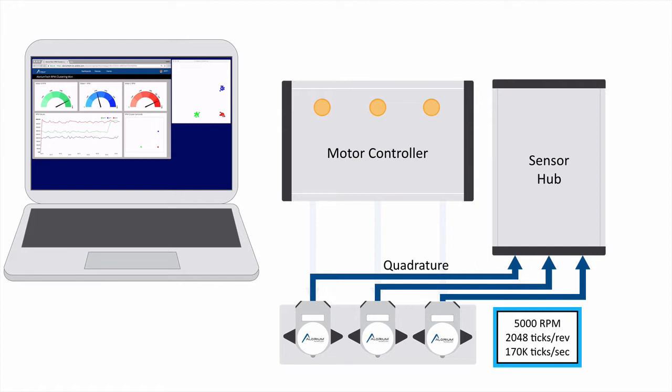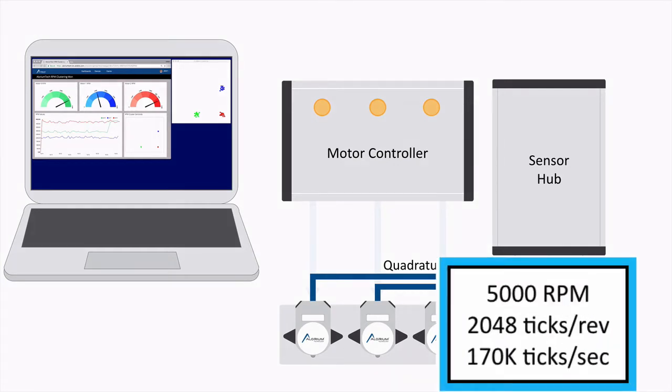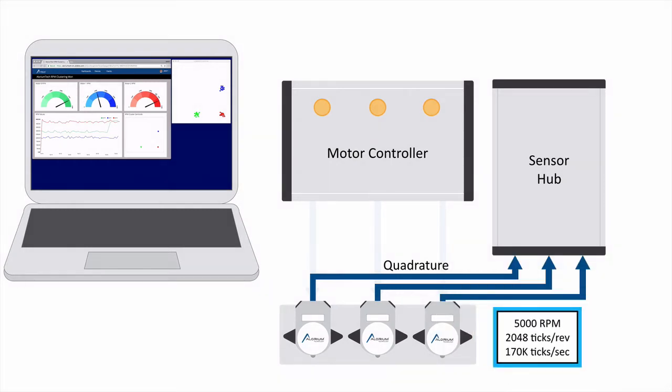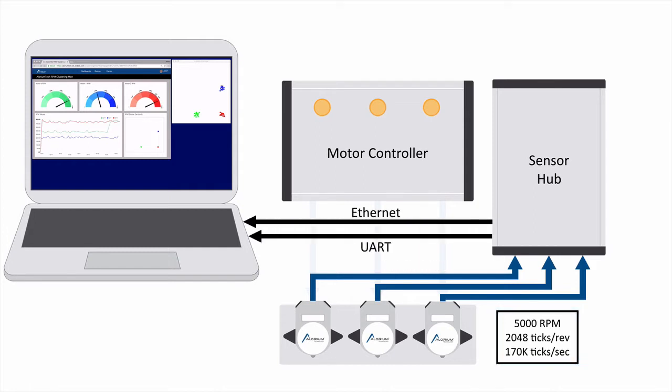And just to provide a little additional information regarding the motors and Quadratures, these motors can run at a maximum speed of 5,000 RPM, and the Quadrature encoders that are on there can provide 2,048 ticks per revolution. And so that ends up being about 170,000 ticks per second that we're feeding from the Quadratures into the sensor hub.